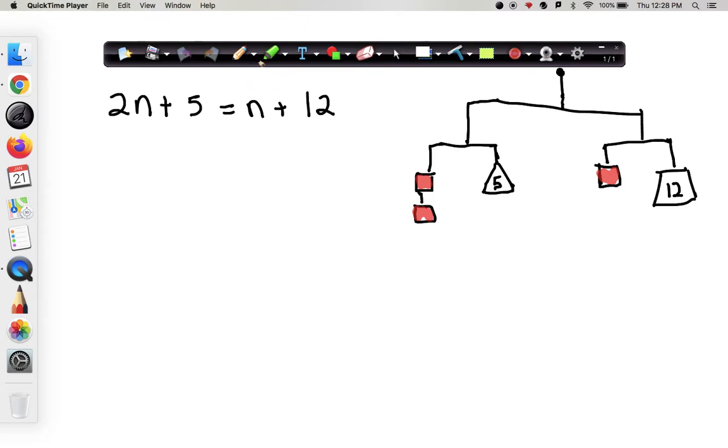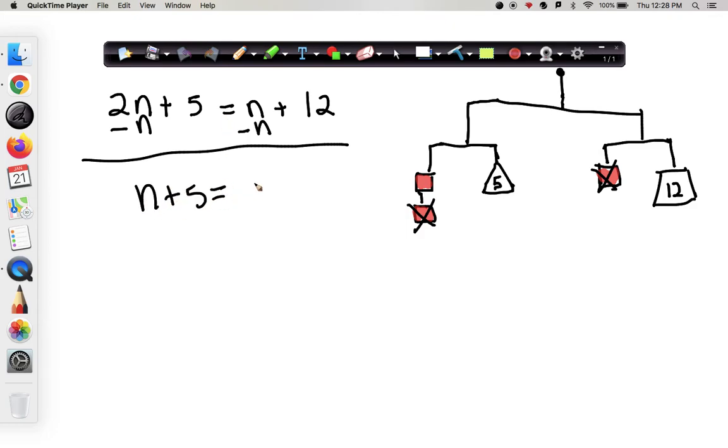simplify this by removing this one, and then we can see that as n plus 5 equals 12. And so that's what it looks like right here. We can remove one of these n's because even though we don't know what n is equal to, it's equal to itself. And so we can subtract the same amount from both sides. So n plus 5 is equal to 12.